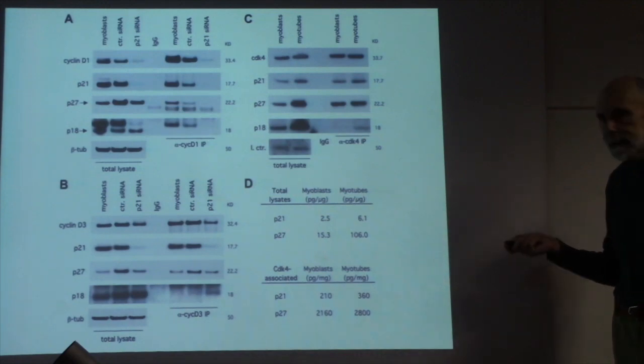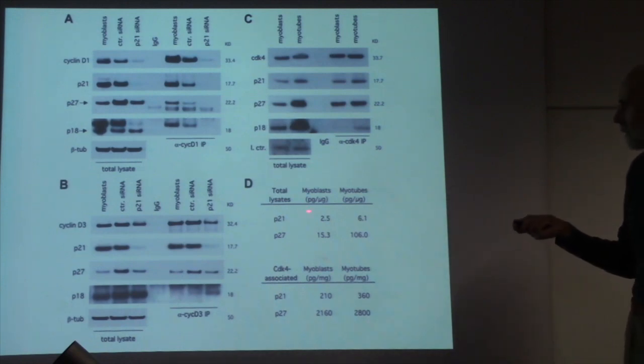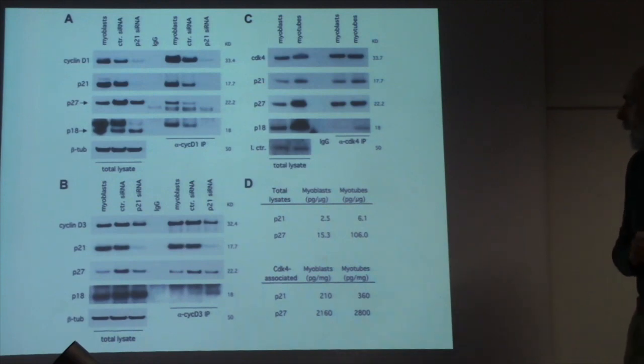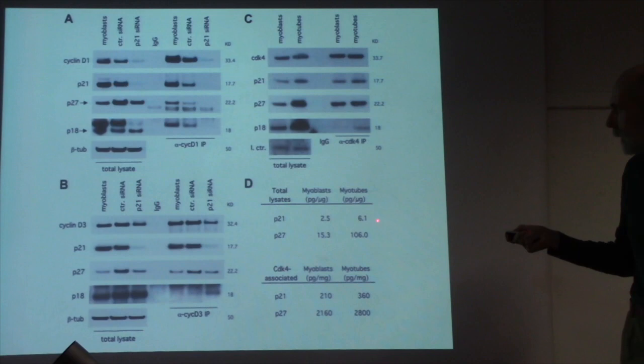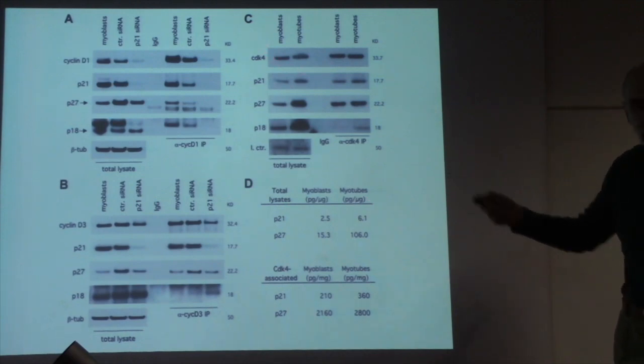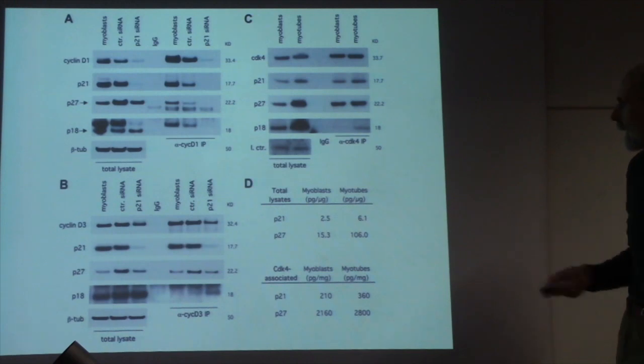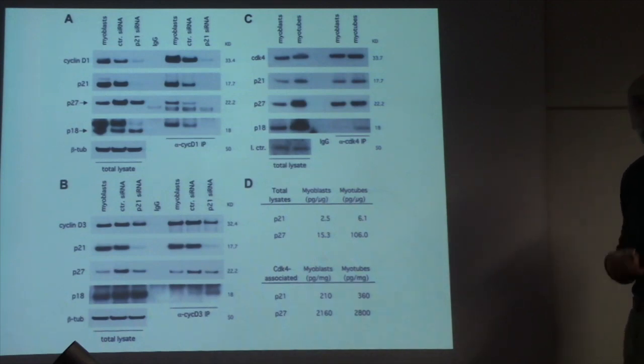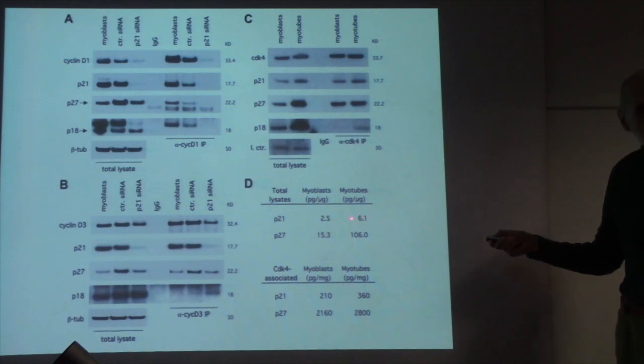So now the results, the data, are expressed as picograms per microgram of total protein. So there is 2.5 picograms of P21 per microgram of total protein in myoblasts, and 2 or 3-fold more in myotubes, which is in good agreement with what we see here. But now we have absolute amounts. Now look at P27. It is 7-8-fold more in myotubes than in myoblasts. And also, in absolute terms, there is much more P27 than P21.